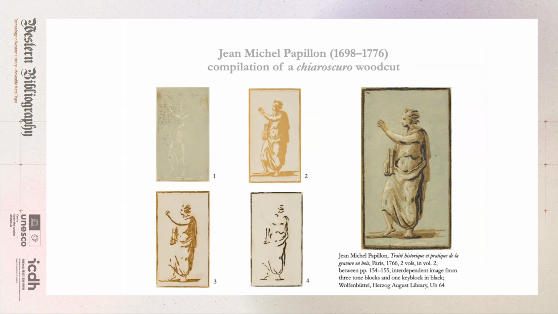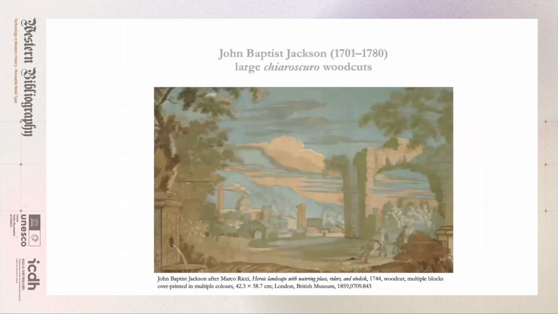Impression 1 is the green background with the highlights cut from the wood block to show the white of the paper. Impressions 2 and 3 show the brown halftones, and impression 4 the darkest shades. For the image on the right, all blocks were printed in register over each other, showing the complete image. The English artist John Baptist Jackson was one of the most prominent chiaroscuro printmakers of the 18th century. He used the technique for large images and for wallpaper.